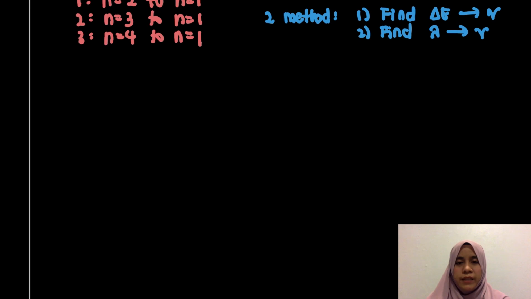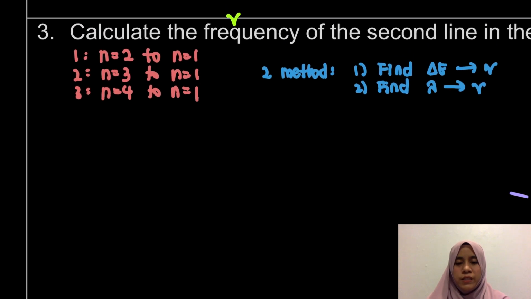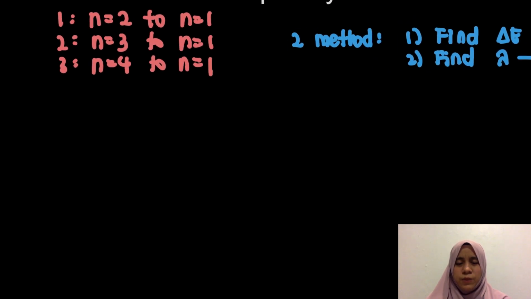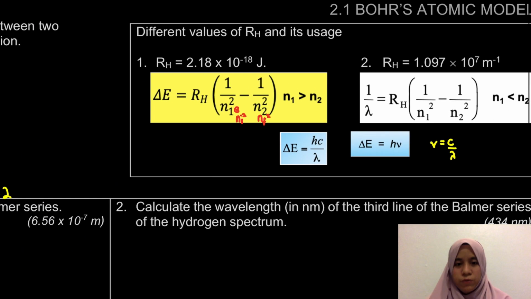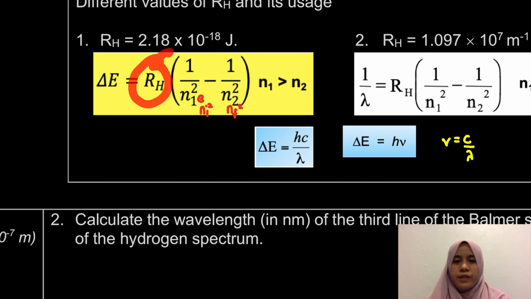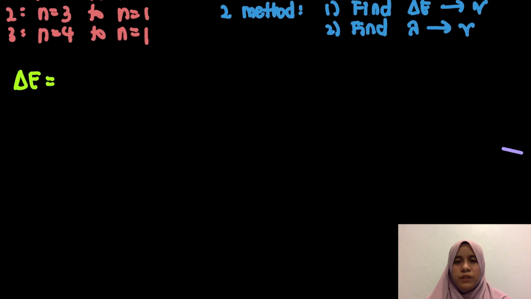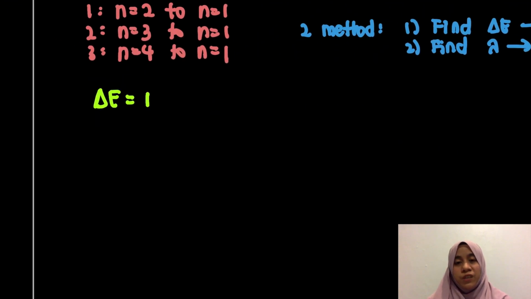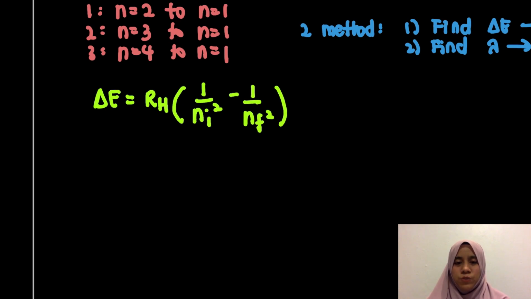Okay, so for the delta E, remember the formula is actually delta E is equal to RH, 1 over initial minus 1 over final. Okay, make sure RH kita tu adalah 2.18 exponent negative 18. So we're talking about energy kan. So dia nak yang in joule tu lah. Okay, so initial minus final.